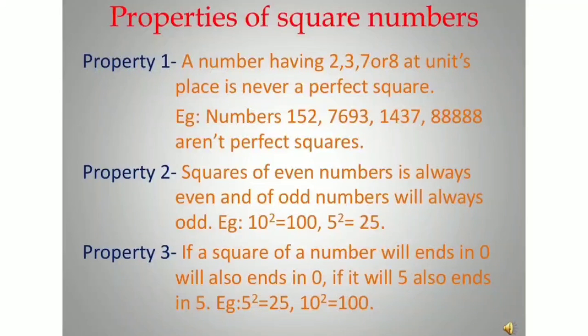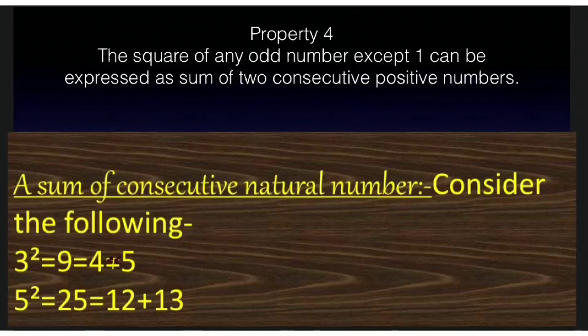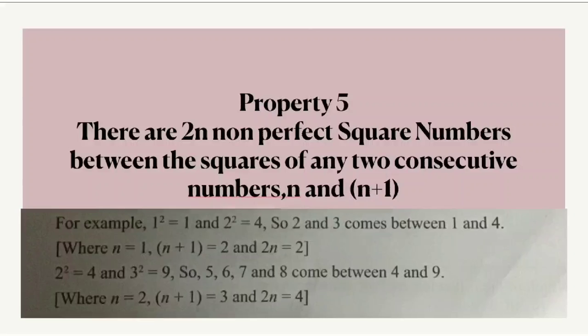Now property 4. The square of any odd number except 1 can be expressed as the sum of two consecutive positive numbers. Example, 3 square, which is equal to 9, can be written as 4 plus 5. 5 square, which is equal to 25, can be written as 12 plus 13. And now let us discuss property number 5. There are 2n non-perfect square numbers between the squares of any two consecutive numbers n and n plus 1.